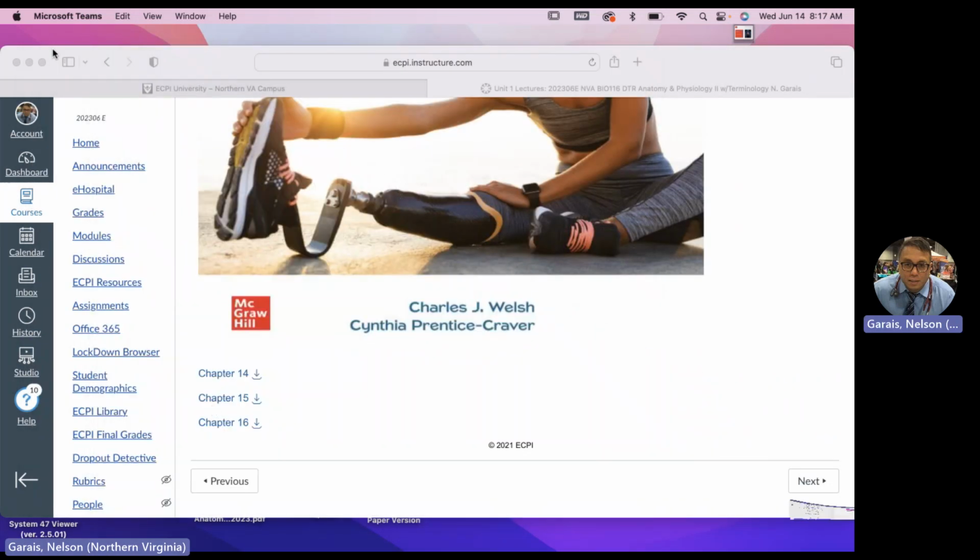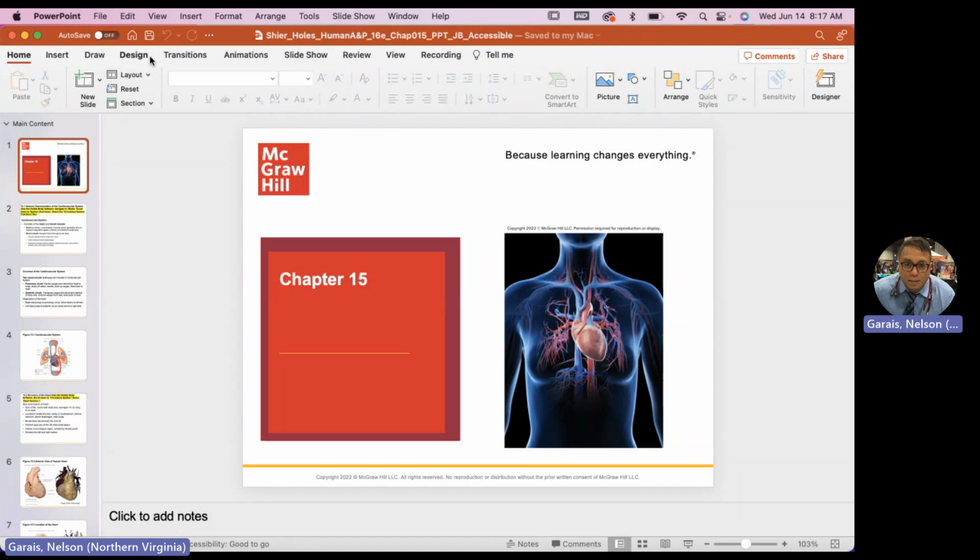And we are doing, I believe, Chapter 15, quick review. Let's see if I can move this out of the way. Oh, there you go.